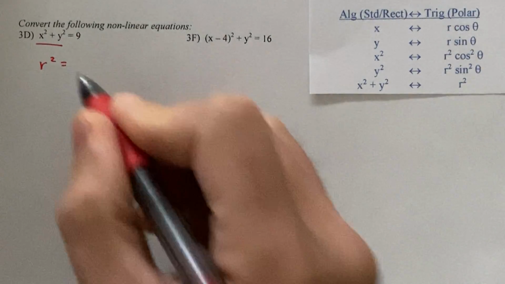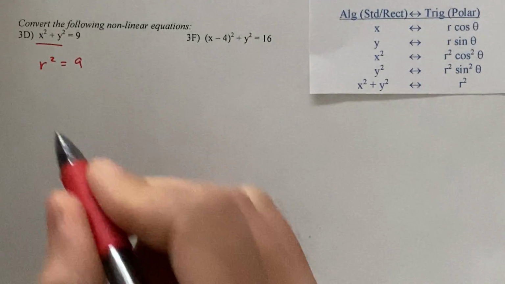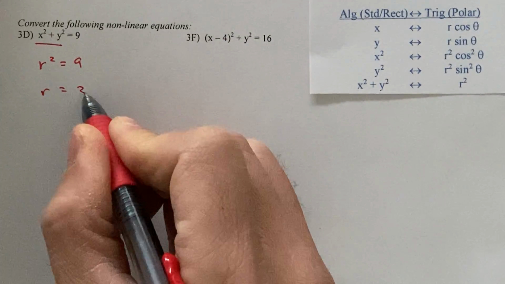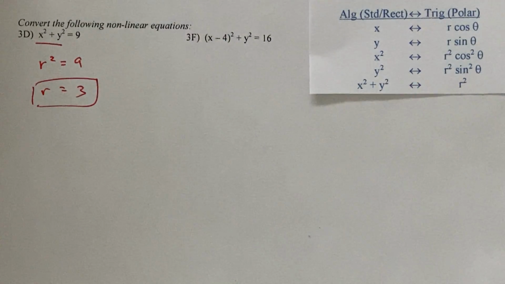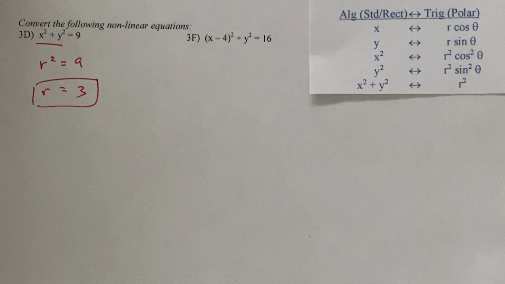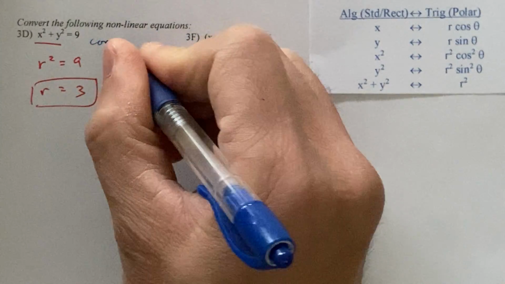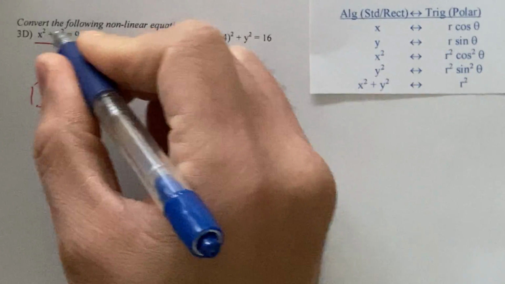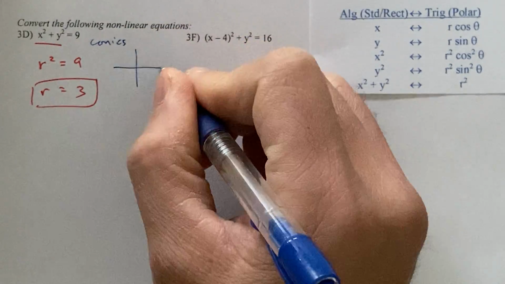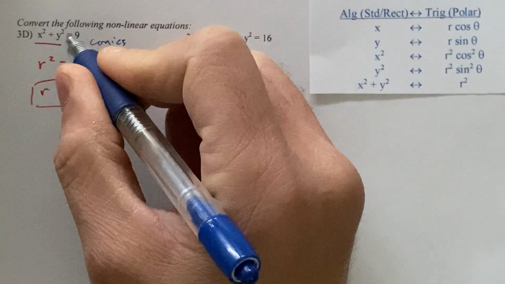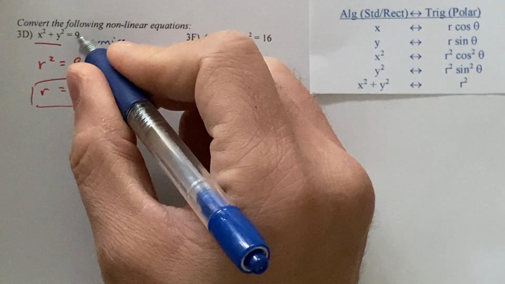in trig mode. Okay, so r squared equals 9. So I could be a little bit more specific, square root both sides, so r equals 3. So that's it. Now, if you want to think about this in terms of conics, we review conics real quickly. The center of this is 0, 0, x minus 0 squared, y minus 0 squared, and r squared is 9, so r equals 3.